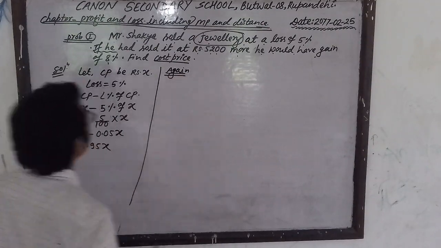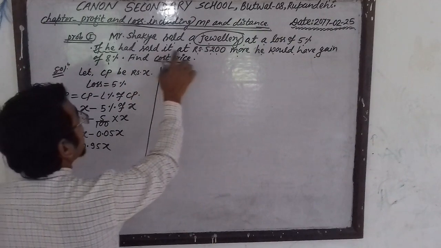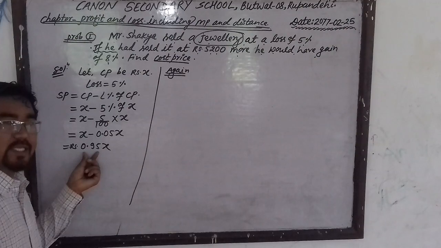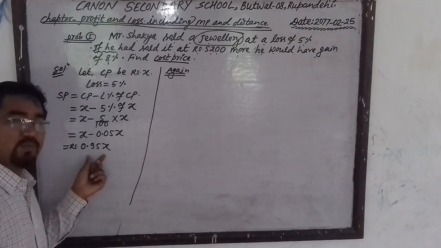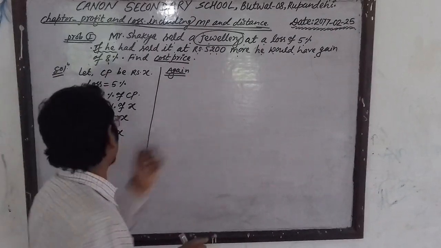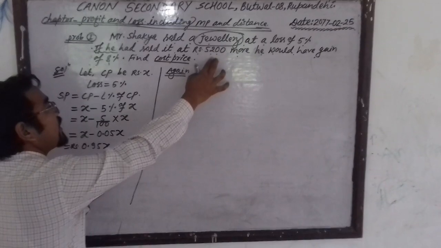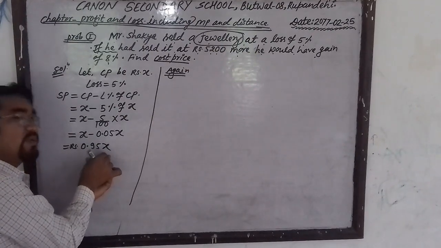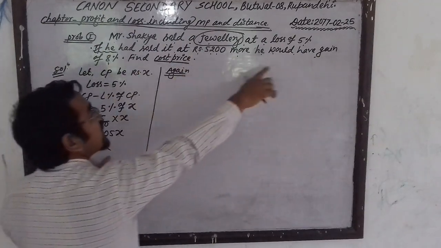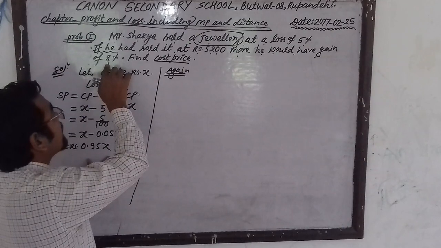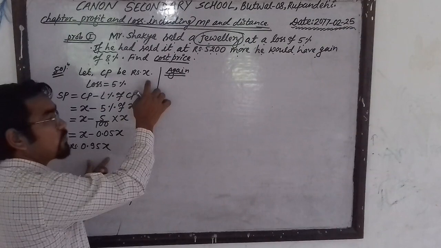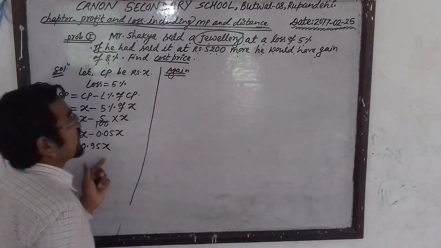Next, the second case is given. If he had sold it for rupees 5,200 more than the previous selling price, which is 0.95X, then there would be an 8% profit. He would have gained 8%. So what is the cost price? We have to find the value of X, where CP is X.